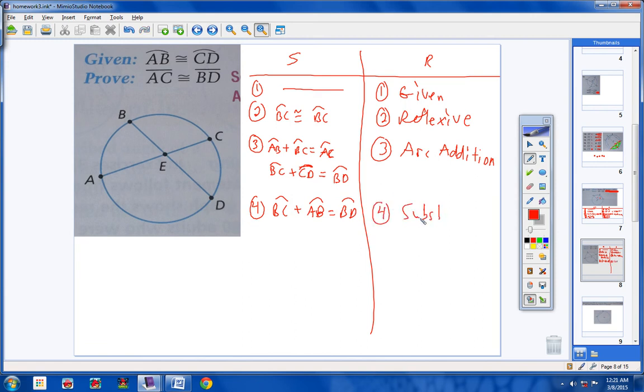Now really you shouldn't substitute with congruent symbols. You should wait till you have equal signs, but I've not really been that strict on that all year. It's totally fine what we're doing here. Okay? Alright, now let's go ahead and continue on.